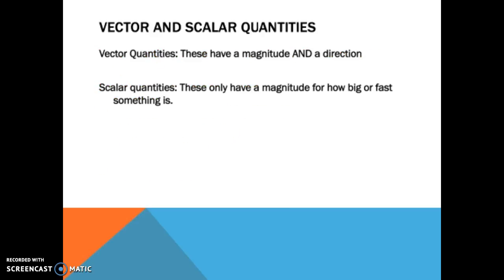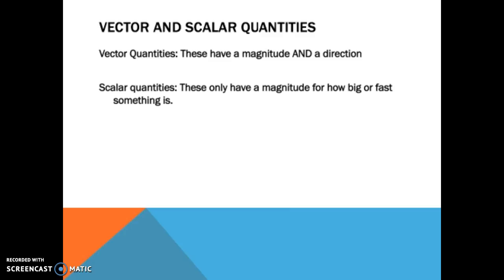So, first of all, vectors and scalar quantities. The vector quantities have a magnitude and a direction. So, for example, in basketball, how fast the rebounder jumps and lands. So it adds all that together.